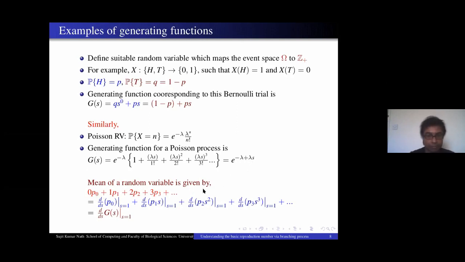Now the mean of a random variable is given by the first derivative of the generating function evaluated at 1. That is very easy to understand from here, because the mean of a random variable is the probability of getting 0, which is p0 into 0, plus the probability of getting 1, which is p1 into 1, and so on. So this is the mean, and if I just differentiate the generating function g(s) and evaluate it at 1, this is the term-wise differentiation. So you will get that the mean is basically given by the first derivative of the generating function evaluated at 1.